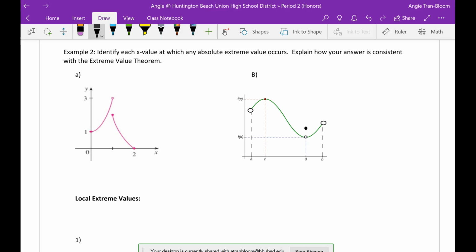Okay, here we go. Example 2. Can you help me, Aaron, with the instruction? Identify each x value at which any absolute extreme value is. Explain how your answer is consistent with the extreme value theorem. So it's asking you to give me the x location where we have any absolute min and absolute max, and how that relates to the extreme value theorem. A max and a min. Let's talk about it. Is it okay to not have any? Yeah. Natalie, do we have any absolute max?